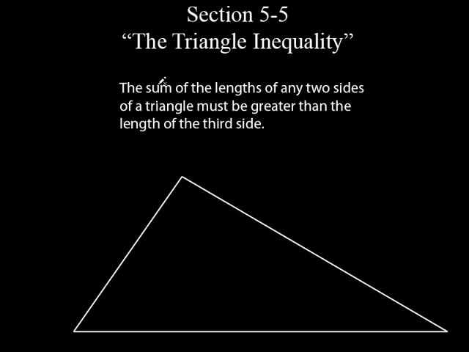So it says the sum of. The sum means you're going to add something together. The sum of what? What are we going to add together? The lengths of any, it's a key word right there, of any two sides of a triangle. Well, here's a triangle right here. And if we add up, we'll just be generic here and just call it A, B, and C. So it says if we add up the lengths of any two sides of this triangle, what must be true? Okay, the sum must be greater than the length of the third side.